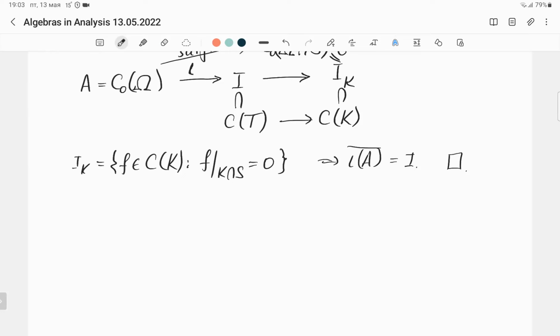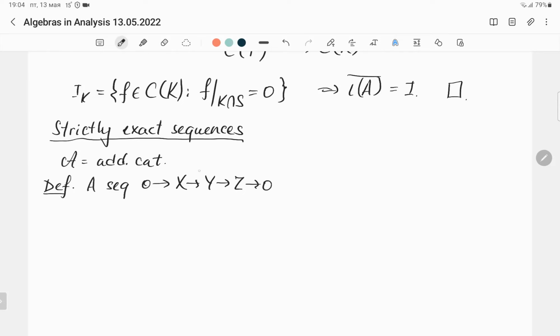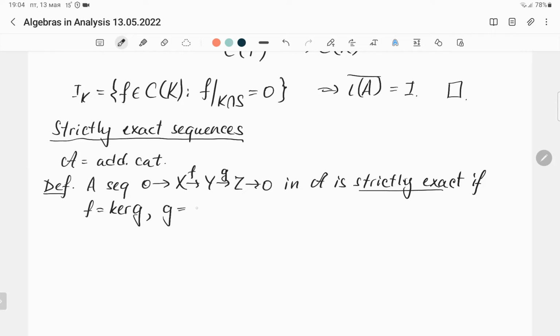And to give a modified definition, let's recall some category theory. Let's recall some basic facts on strictly exact sequences. Suppose that we have an additive category A. And we have the following definition. A short sequence in our category, let it be F, and this is G, is strictly exact if F is the kernel of G and G is the cokernel of F.